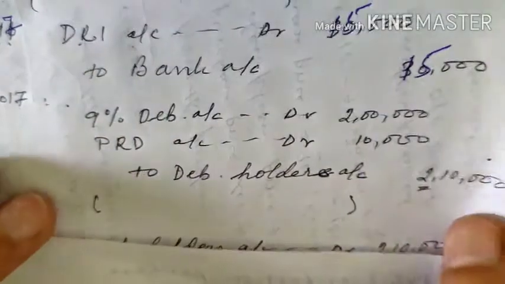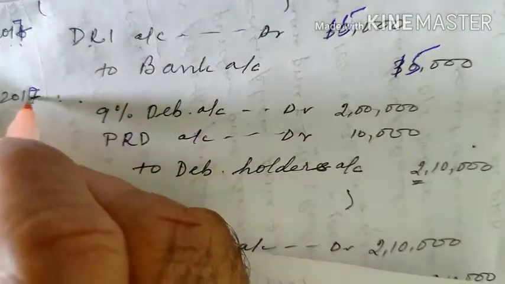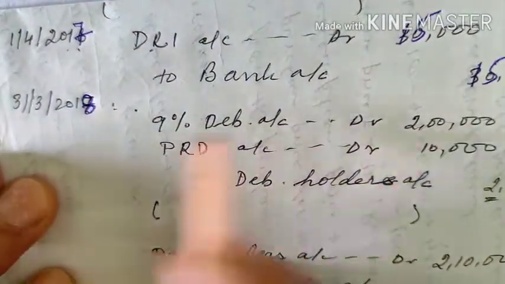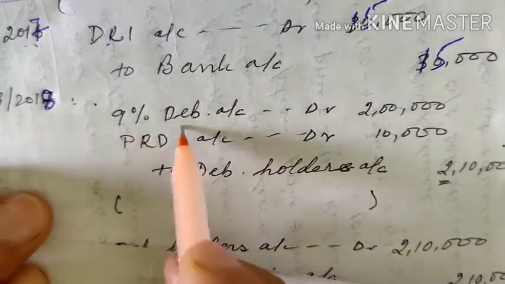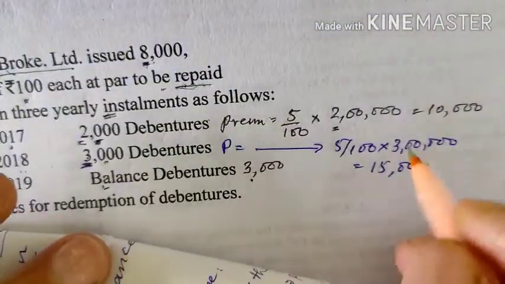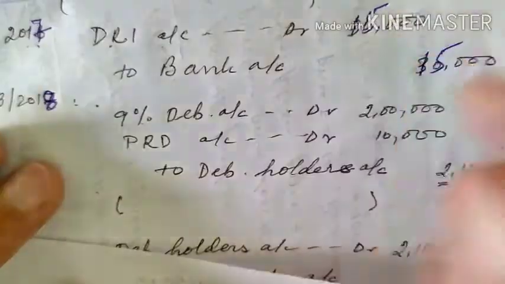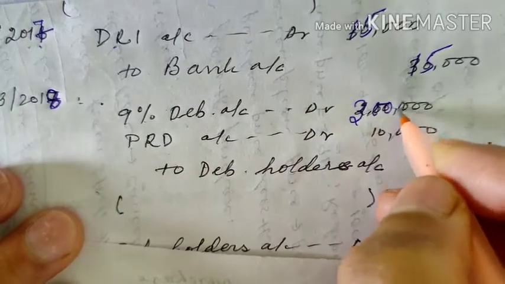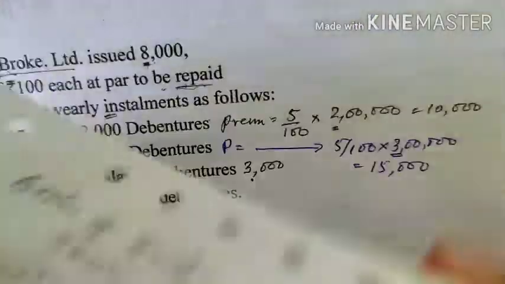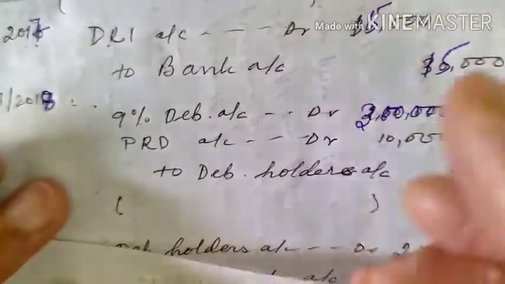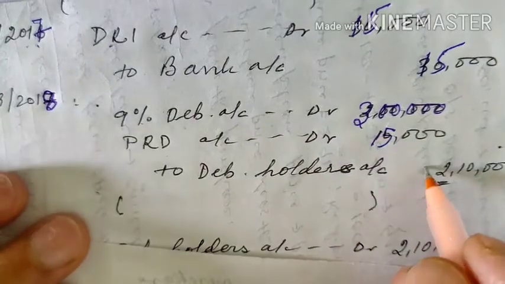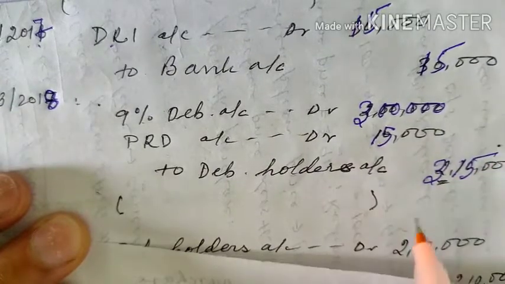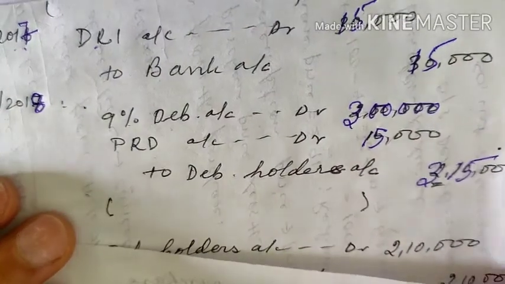So you have the entry. This is paid on 31/3/2018. So your entry is 9% debentures account debit. And what value is paid here? 3 lakhs. So this becomes 3 lakhs. PRD, premium on redemption of debenture, is 15,000. So this becomes 15,000. To debenture holder will be now 3 lakhs 15,000. So 3 lakhs 15,000 will be paid to the debenture holder.